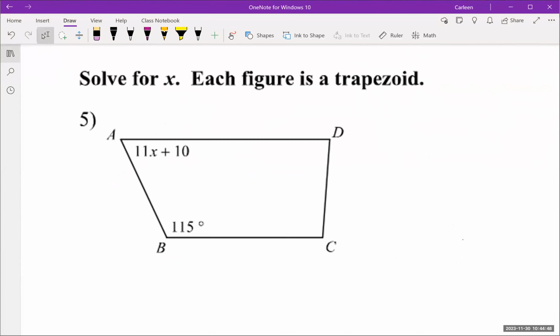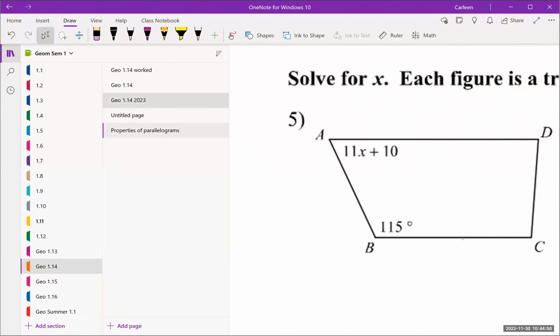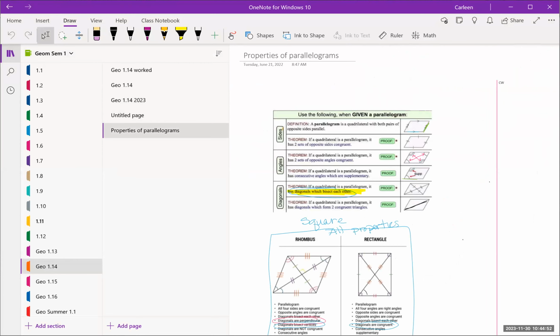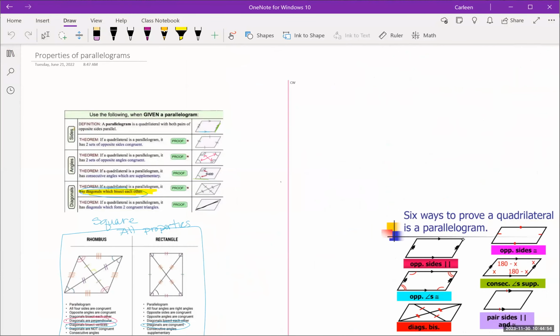Now, there are properties of parallelograms that we're going to review a little bit. Will you do me a favor? Put the calculator in that brown box right there. Thank you, Iris.